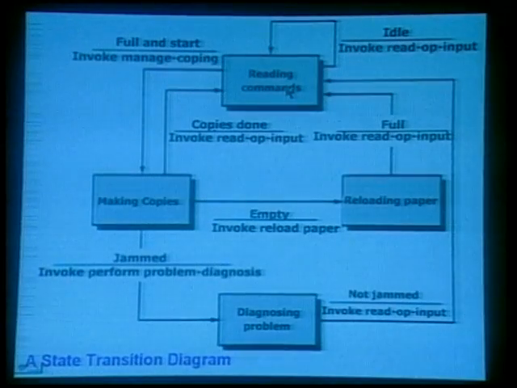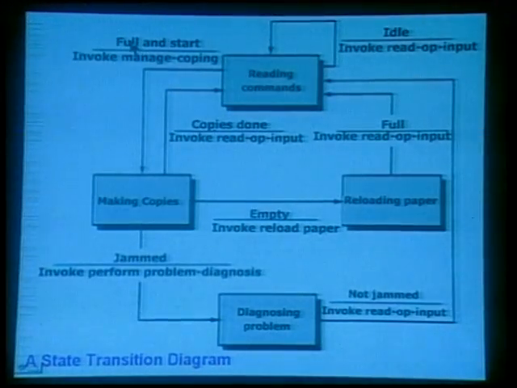We have identified that the photocopier machine can be in one of these four states: the reading command state, making copy state, diagnosing problem state, and the reloading paper state. We have already identified the events and the action which should be taken at each state. Initially, the system is in the idle state, and the action which is taken is invoke read operation input. If we assume that this photocopy machine is being controlled by a software, then you can think that a process is running in the background which is waiting for the user input, that what he wants to do. And as long as no input is provided by the user, the system remains in the same state, which is the reading command state.